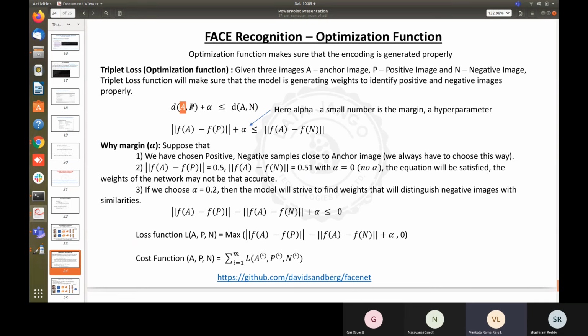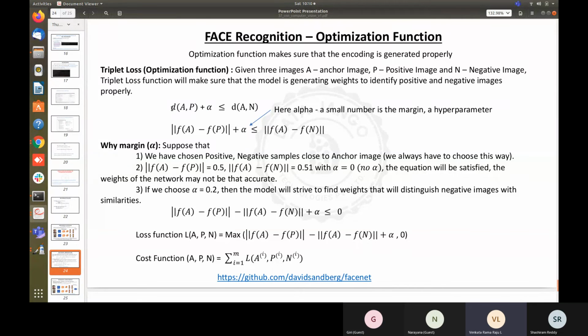What is A? Anchor image. P is the positive image. A is the anchor image and N is the negative image. The distance between the pixels of 5 and 5 is always going to be less than the distance between 5 and 2. Do you agree? Yes, sir. So we have alpha here. We'll see why alpha in a moment.